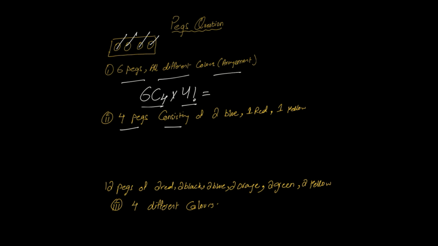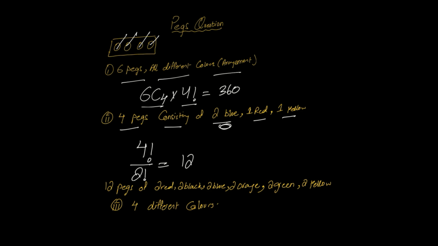So now 4 pegs consisting of 2 blue, 1 red and 1 yellow. So again, this time we only have 4, so 4 factorial, but because 2 of them are the same, we divide by 2 factorial. So this will give us 12.